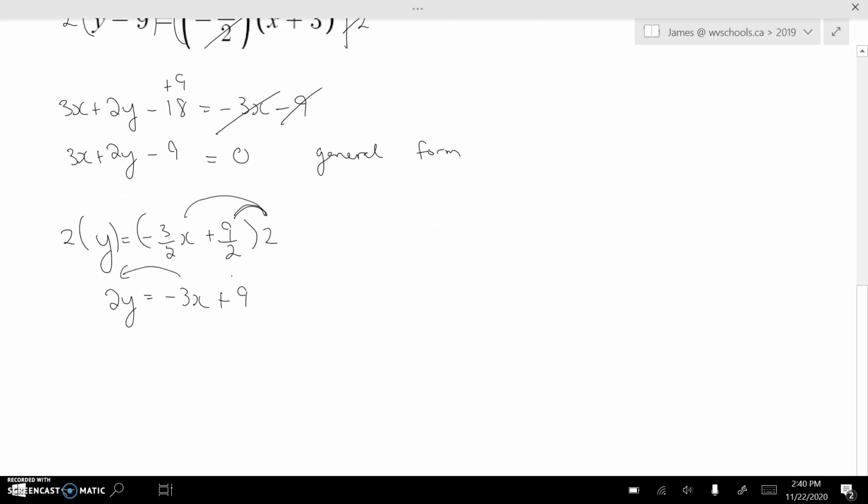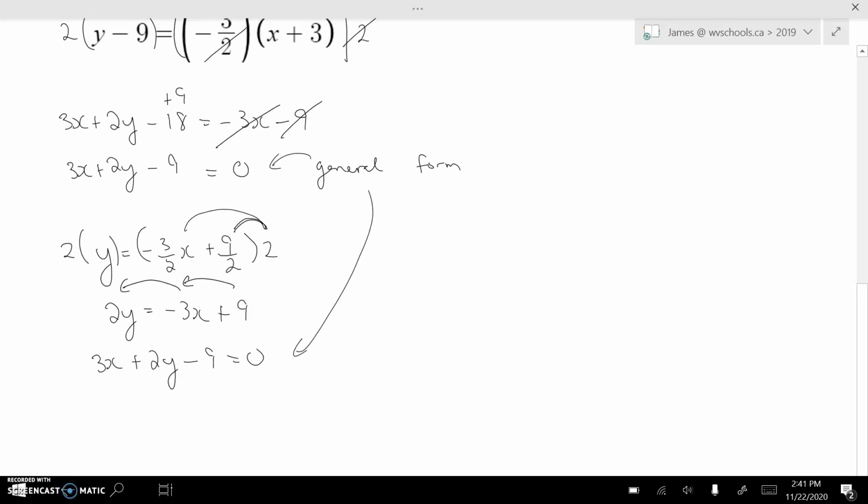And then I'm just going to move these pieces over to the other side, changing signs as I do that. So we're going to get positive 3x plus 2y minus 9 is equal to 0. The exact same thing, general form, but just taken from slope intercept form this time instead.